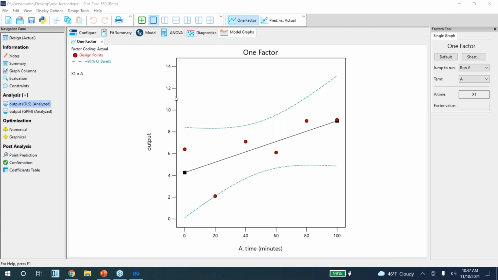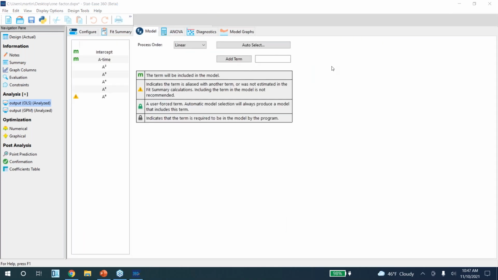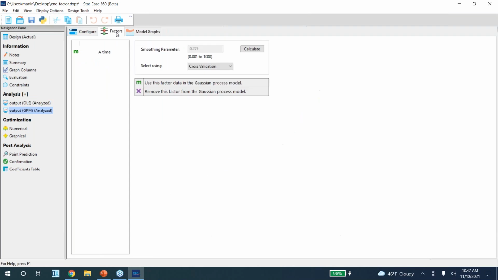Okay. Now, for the sake of time, I'm going to move on to the second example. So again, the key here is that the model screen allows you to put in whatever you want to put in. Sorry, let's go to the Gaussian process model. I only have one factor, time, so that's the only one I can put in.